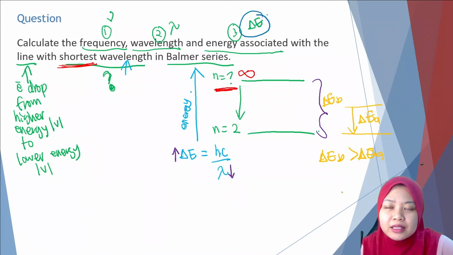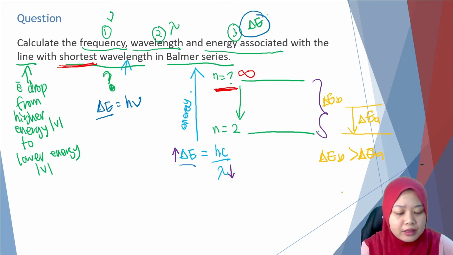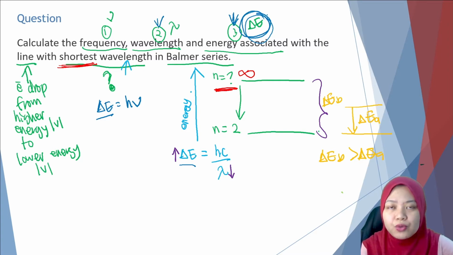To answer this question, let's find delta E first, it's easier, because if you use frequency, you need delta E equal to h nu. You can start with question number 3 or question number 2, it's up to you. If you want to find question 3 first, you can use the delta E formula. If you want to find wavelength first, you can use the Rydberg equation. So, it's up to you.